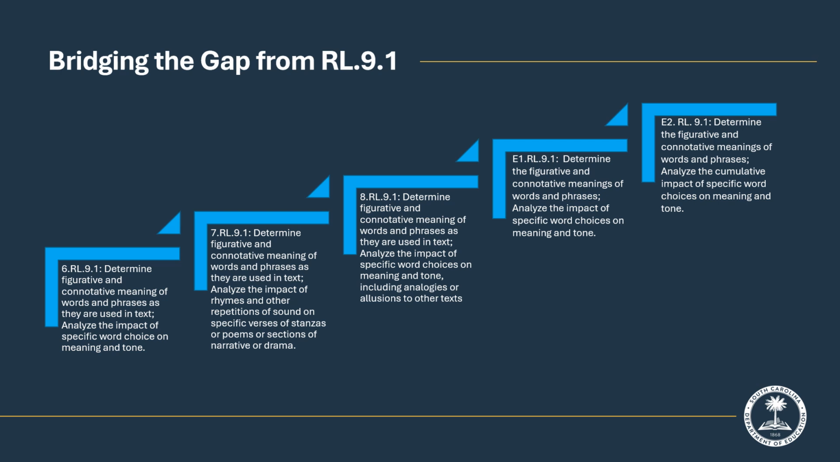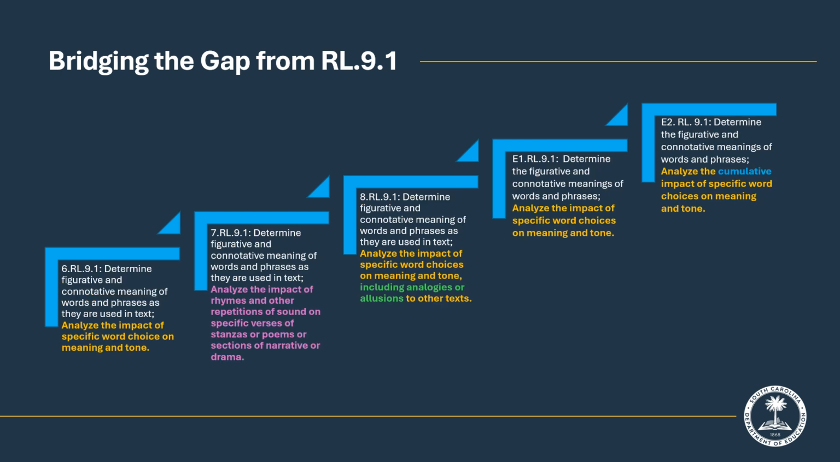There are some significant shifts in AOR 1.2 for grades 6 through English 2. These shifts directly affect instruction. Notice that the first part of RL 9.1 does not change across 5 grade levels. This means that all students in grades 6 through English 2 were determining figurative and connotative meanings in increasingly complex text.